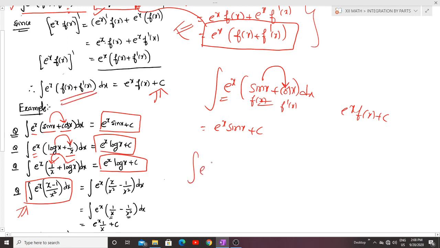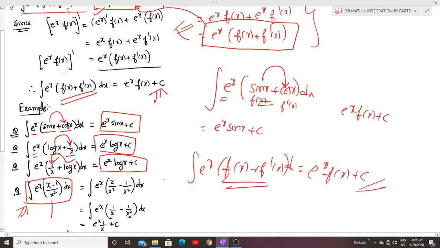Before we use this formula, integration of e power x into f of x plus f dash of x dx is equal to e power x into f of x plus c. Before you use this formula, you should know some simplifications in this question. Split inside: x by x square minus 1 by x square. So x by x square is 1 by x, minus 1 by x square. Remember, the derivative of 1 by x is minus 1 by x square. So the answer is e power x into 1 by x plus c. Like that, many problems will be there.